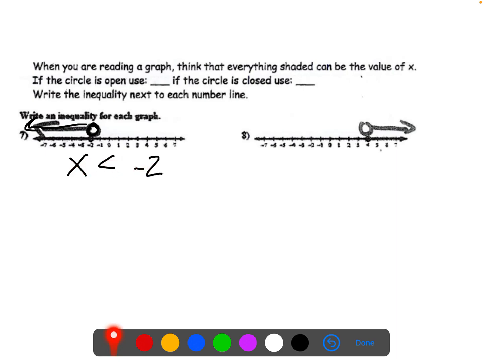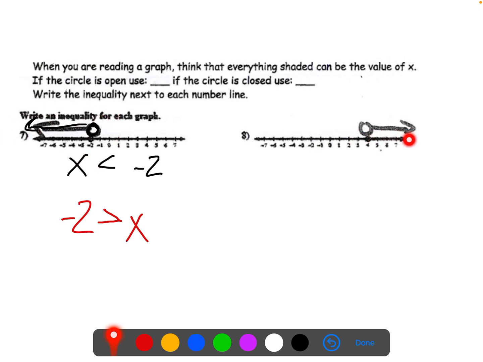Now, if you wrote it the other way and you put x on the right side, that's completely fine, but we have to make sure that our symbol reflects that. So we still need all of our x values to be smaller than -2. So we're actually going to write it that way. We're going to write -2 is greater than x to represent that same situation.